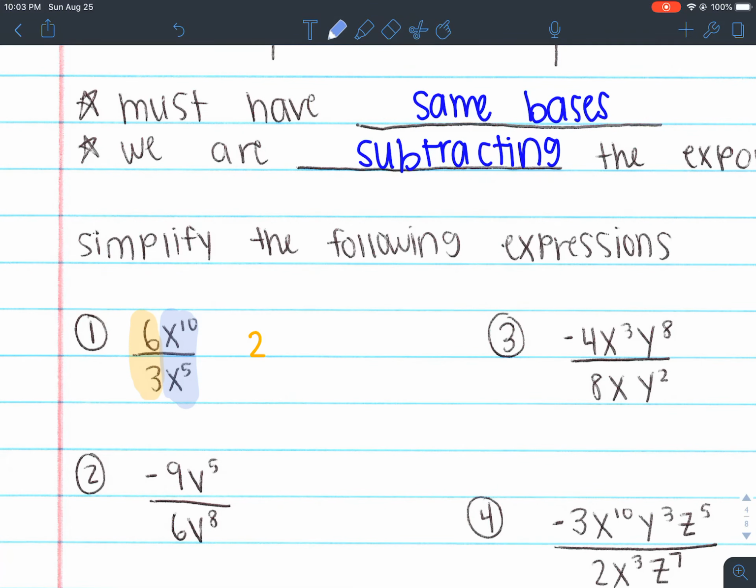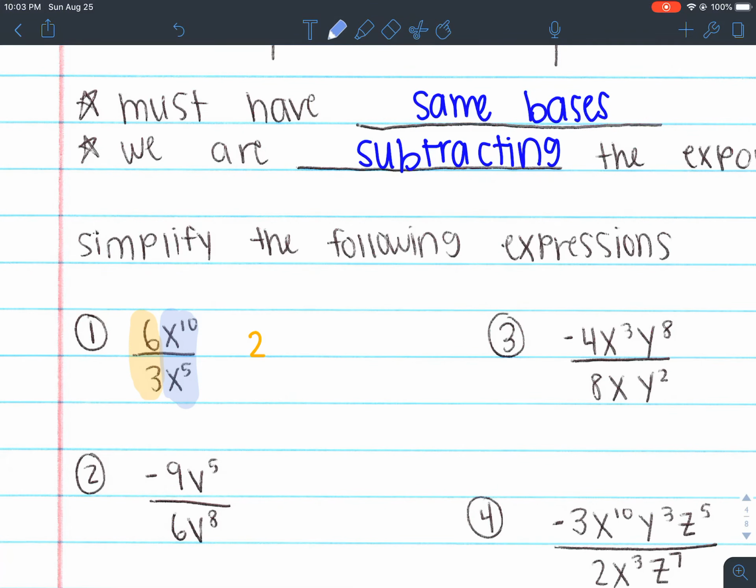Okay? A quicker way to think about this is, well, 6 divided by 3, yes, it's 2. And then let's look at our x's. Do I have more in the numerator or more in the denominator? I have more in the numerator. So that means that my x to the 5th is going to be in the numerator, and then I'm not going to have any x's in the denominator. And that one's going to be a little bit more applicable on number 2, so we'll talk about that.